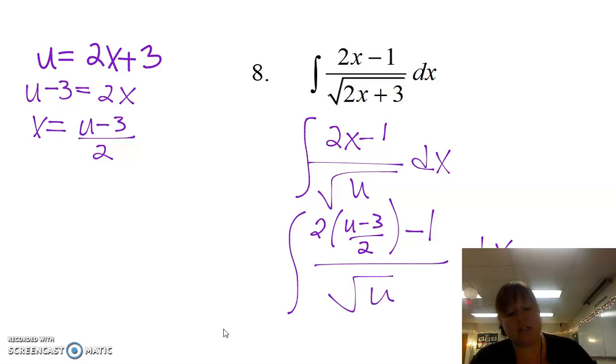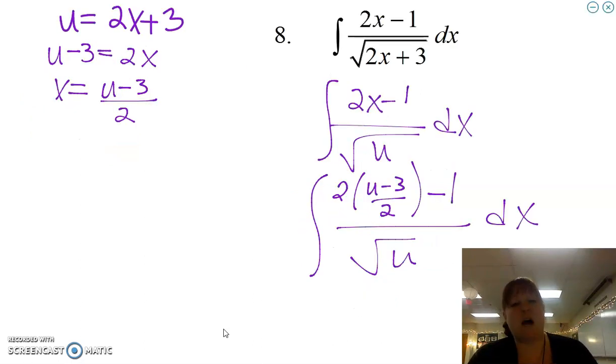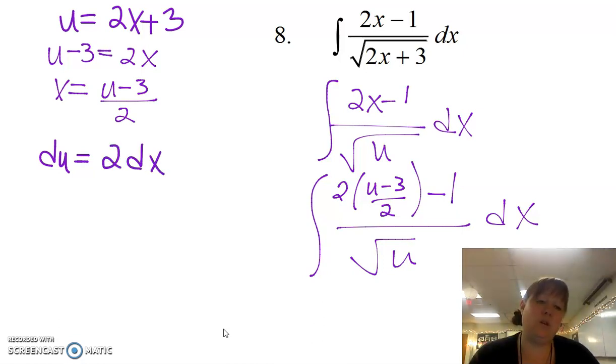So now I got to take care of that dx because I'm not integrating with respect to x. I'm integrating with respect to u, so I can't have dx there. I have to have du. So let's figure out what du is. Well, the derivative of u, du equals 2 dx. Right? The derivative of u equals 2 times the derivative of x because I just took the derivative of both sides. So everywhere that I have a dx, I can replace it with du.